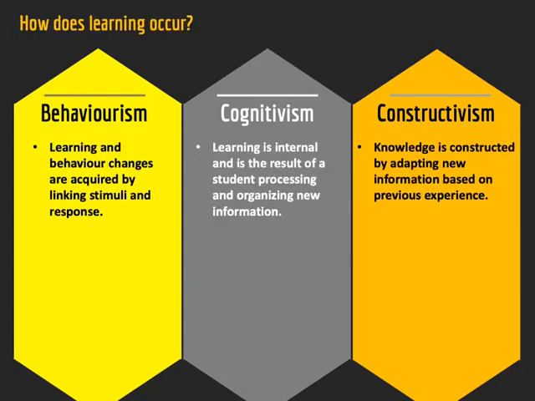Apart from that, how does learning occur from the three different viewpoints of these learning theories? From the viewpoint of behaviorism, learning and behavior changes are acquired by linking stimuli and response. On the other hand, from the point of view of cognitivism, learning is internal and is the result of a student processing and organizing new information. Whereas for constructivism, knowledge is constructed by adapting new information based on previous experience.